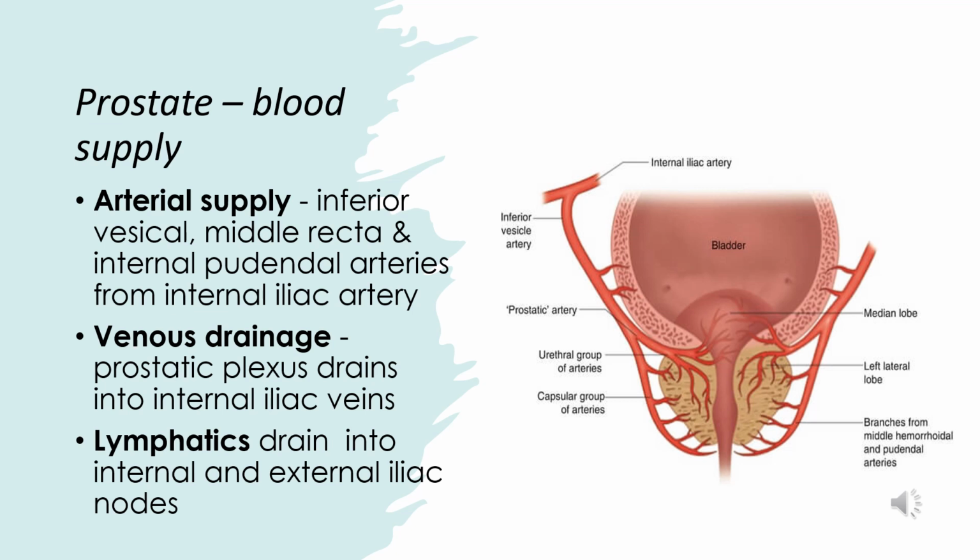The clinical importance of this drainage is that the communication between the vesicle and the vertebral venous plexus is devoid of any valves. Lymphatics of the prostate, they drain into the internal and the external iliac nodes. So that's about the arterial supply, the venous drainage and the lymphatic drainage.